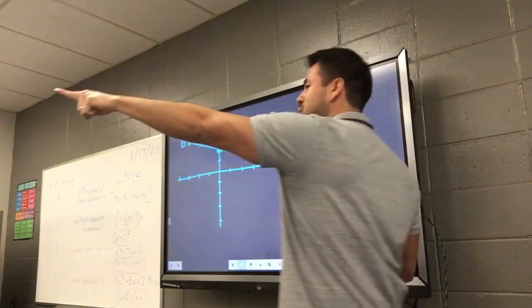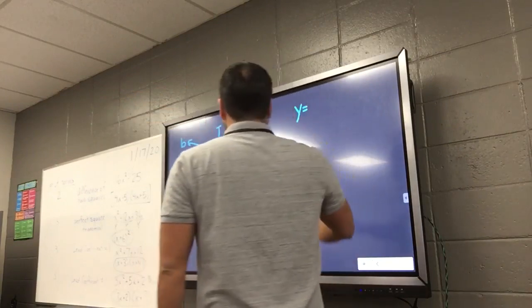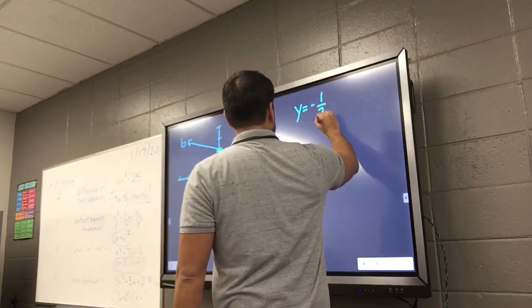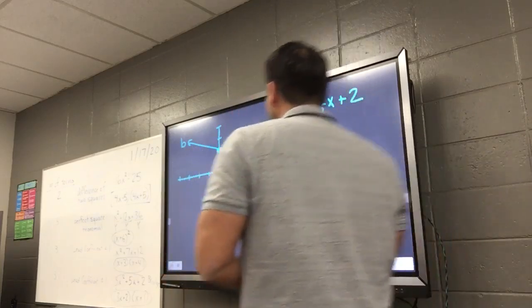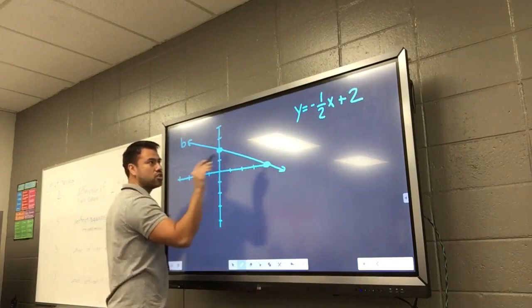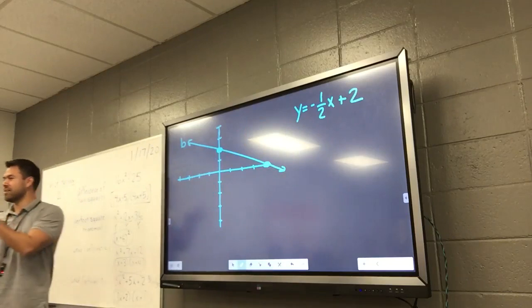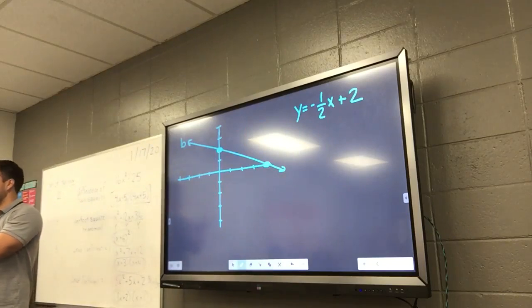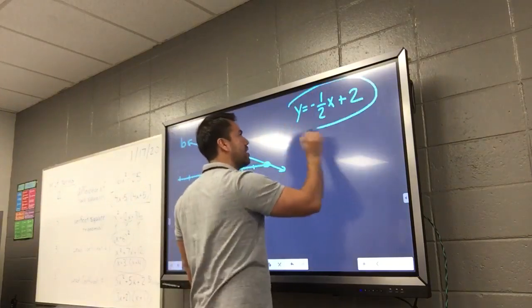I want slope-intercept form. Y equals negative 1/2 x plus 2. So you went down 2 over 4, which is negative 1/2. Okay, how many of you got that slope-intercept form? Okay, good. That's okay. We'll try it again. I'm going to circle it again.